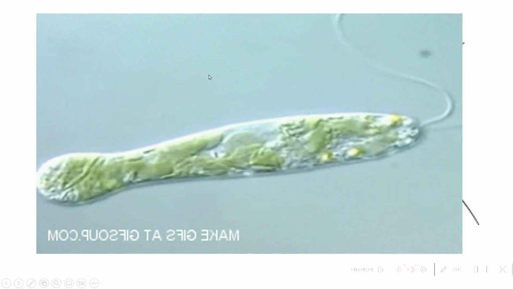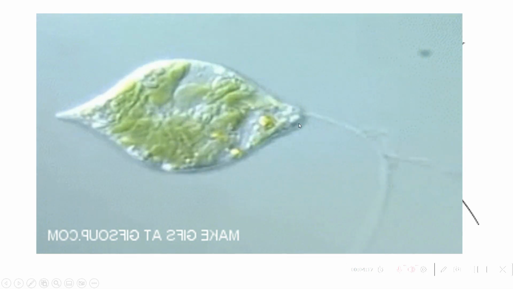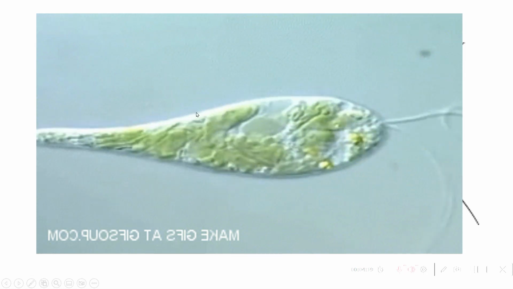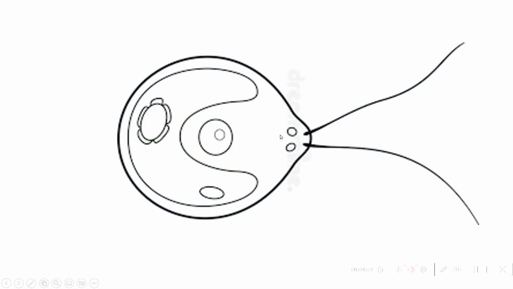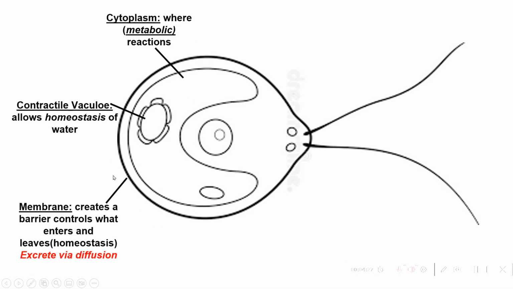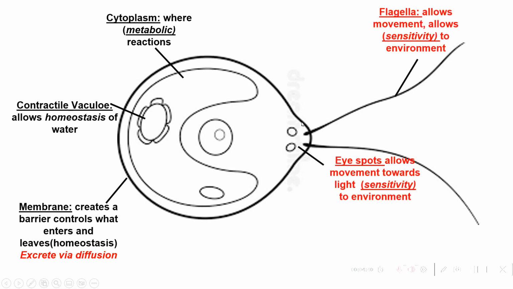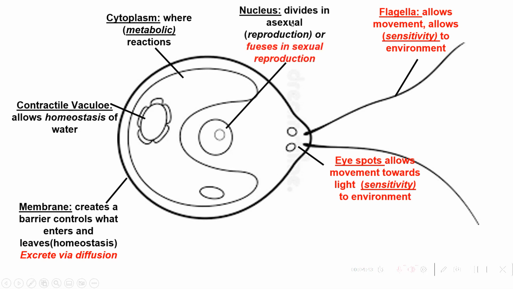There was another organism that we looked at, the Chlamydomonas. And so as this green color implies, this little guy is also photosynthetic. So like the paramecia, it also has a membrane and a contractile vacuole, both of which are tied to homeostasis. And the vacuole is still homeostasis of water. The cytoplasm, where the metabolic reactions are occurring, it also has a nucleus, which is tied to reproduction, and how it responds to the environment. It's also mobile, but this time it doesn't have cilia.